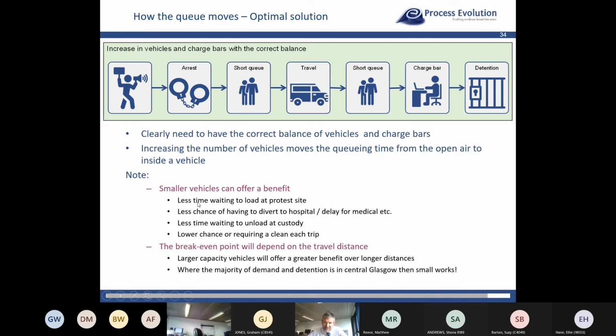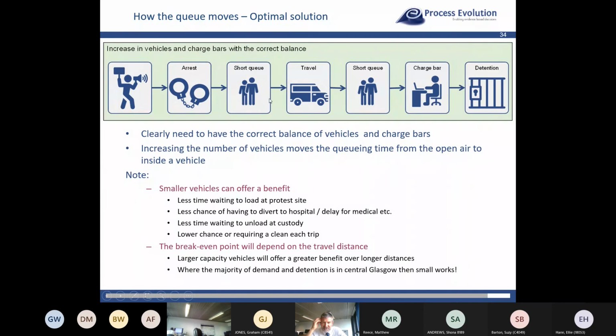Smaller vehicles can offer a benefit because you have less time waiting to load at the protester site and less chance of having to divert to hospital or a delay for a medical, less time waiting to unload at custody. There is a lower chance of requiring a clean after each trip, because if you've got a minibus of 10 people and one of them's ill in the van, you might need to clean the whole van. But if it's a small vehicle, there's only one person likely to be ill in the van.